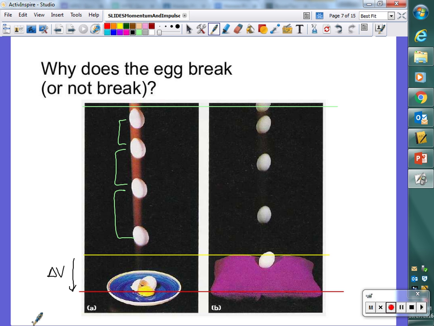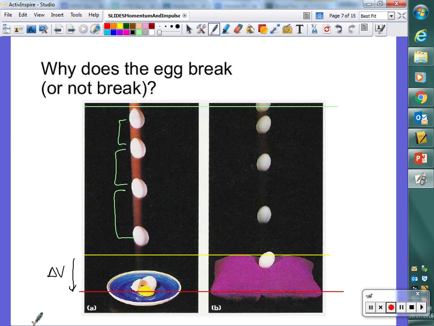One's soft, one's hard, right? But let's talk about why that results in what we're seeing. The egg hits the pillow, and the pillow applies a force. But what happens to the pillow as the egg falls into it? It indents. It forms around the egg, right? And as a result, the pillow starts hitting the egg, but continues to hit that egg the entire time that it's cushioning down into it, right?